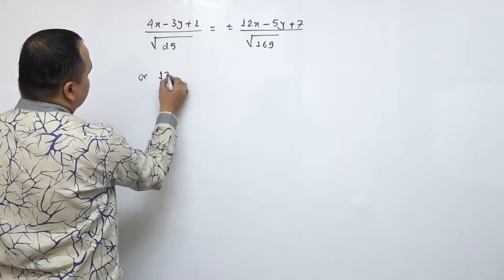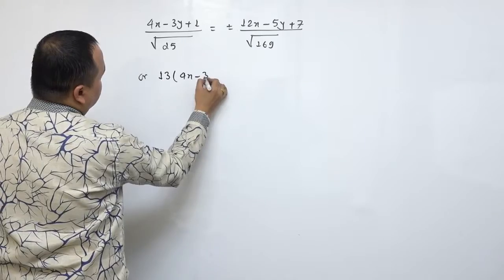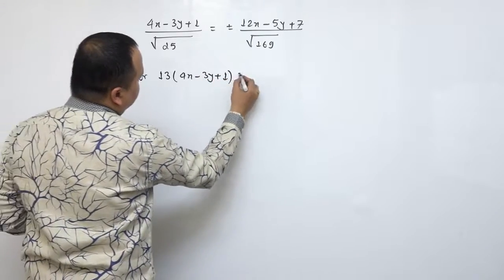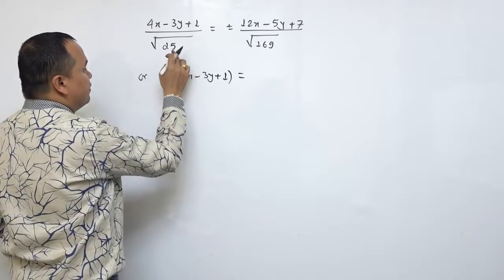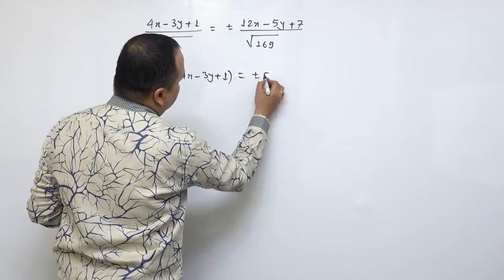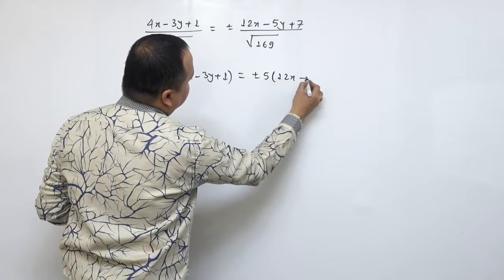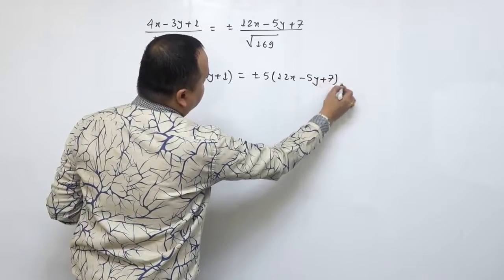This is (4x - 3y + 1) over √169, which is 13. 13 times (4x - 3y + 1) is equal to √25, which is 5, times ±(12x - 5y + 7).